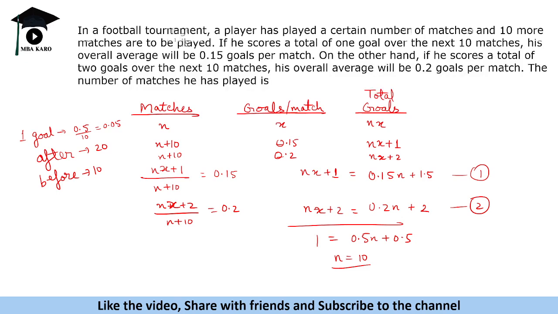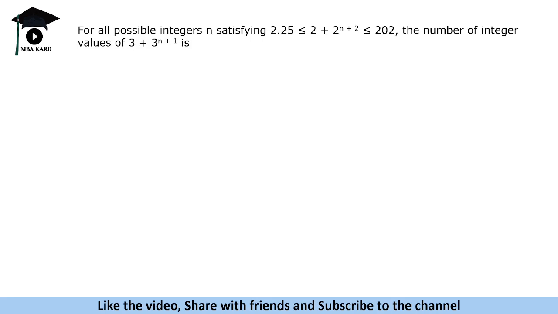Okay, so let's see the next question. For all possible integers n satisfying this equation, the number of integer values of this is equal to. All right, so let's start with the lower limit. It says that 2 plus 2 raised to the power n plus 2 is greater than or equal to 2.25. So 2 raised to the power n plus 2 is greater than or equal to 0.25, which is equal to 2 raised to the power minus 2. So n plus 2 is greater than or equal to minus 2. So n is greater than or equal to minus 4. Okay, so n starts from minus 4.